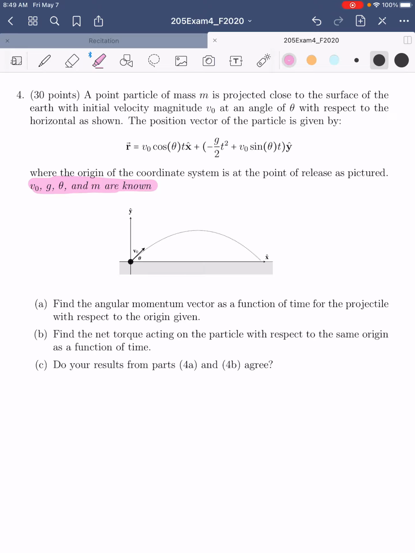And it says, for the point particle, which is what this is, find the angular momentum vector as a function of time with respect to the origin given. So of course, for angular momentum, we need to talk about the origin, or have a defined origin, and so it's here, which coincides with our position vector here. And for a point particle, we talk about angular momentum as r cross the linear momentum mv.